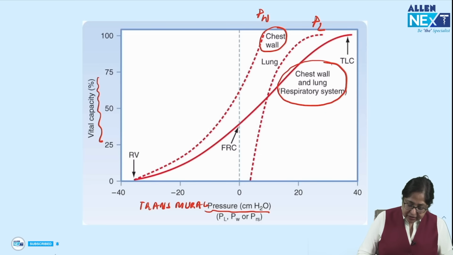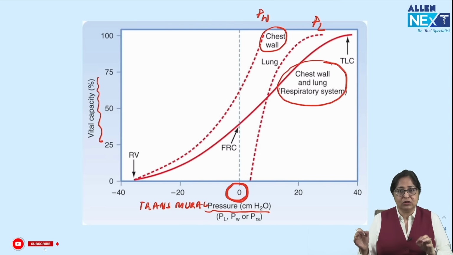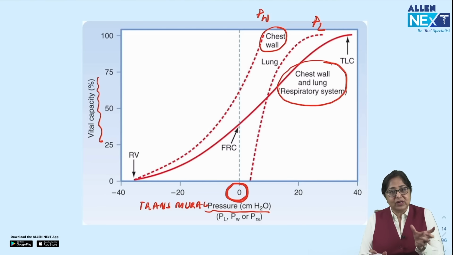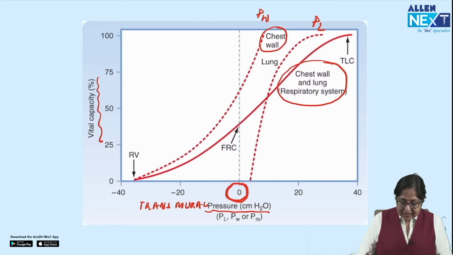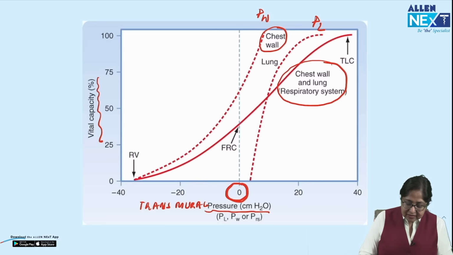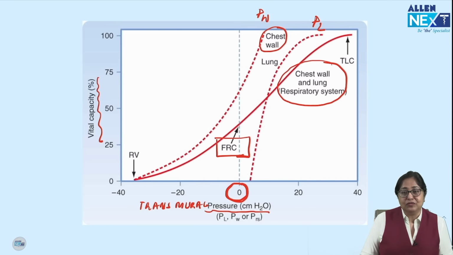And if you can see this over here, at FRC, the transmural pressure in the respiratory system is zero. At FRC, why is this pressure zero? Because this is the sum total of the slightly negative pressure of the chest wall and slightly positive pressure of the lung at FRC. So the pressure here is 0 at FRC. And like I said, FRC is also known as the relaxation volume of the lungs.